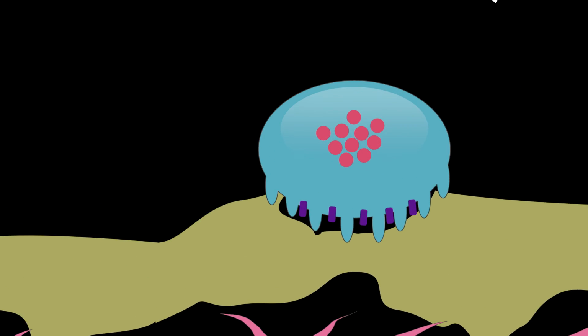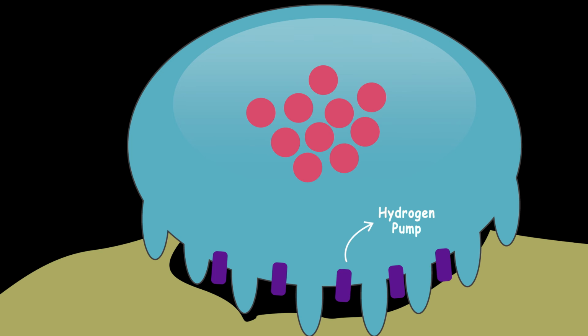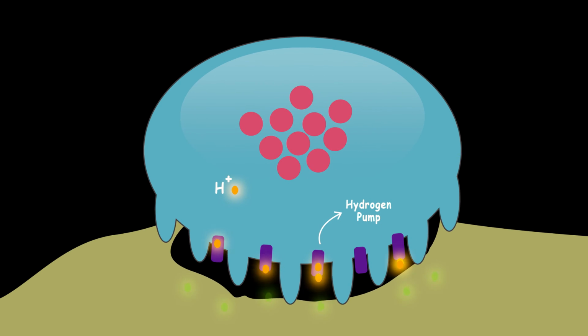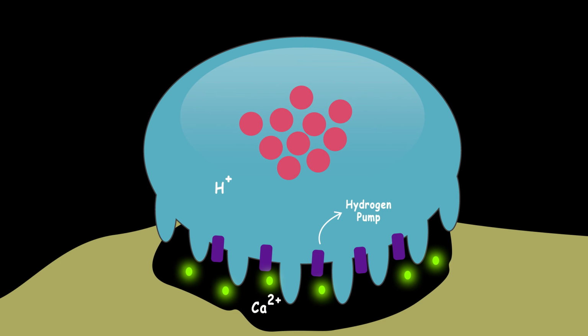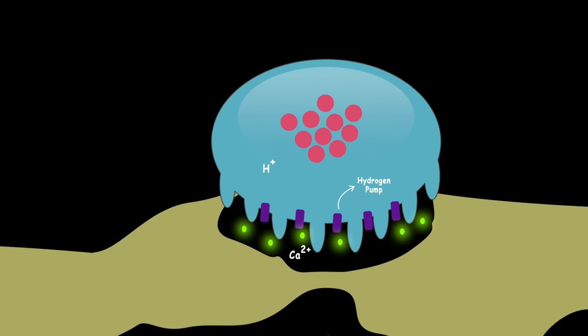They have a specific pump on the membrane that uses energy to pump the hydrogen ions outside of the cells. In a simple way, they produce acid, which helps the dissolution of the mineralized bone matrix into calcium ions.